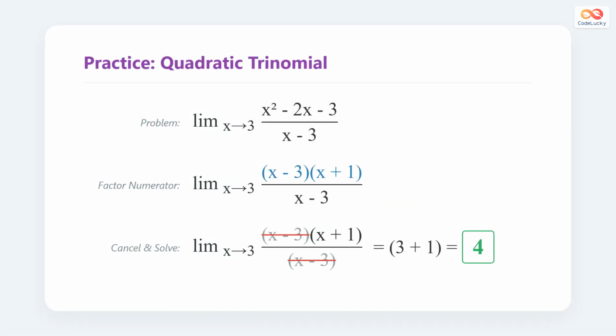Let's try one more example quickly. Consider the limit as x approaches 3 of x squared minus 2x minus 3, all over x minus 3. First, we factor the top quadratic into x minus 3 times x plus 1. Next, we cancel the common x minus 3 term. Finally, we plug in 3 into what remains. 3 plus 1 gives us 4.